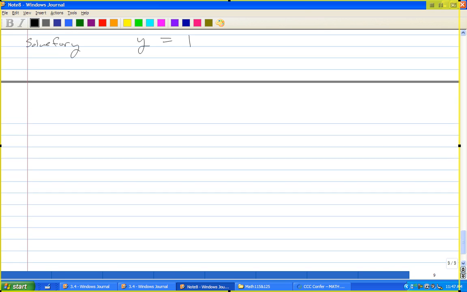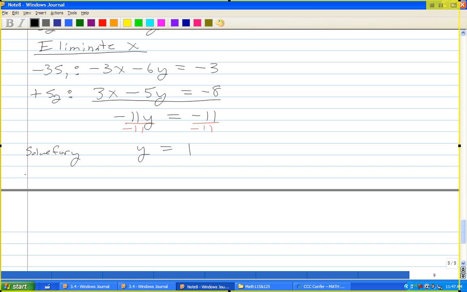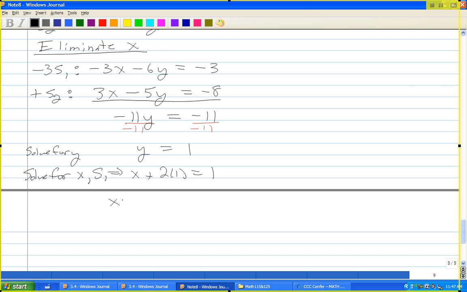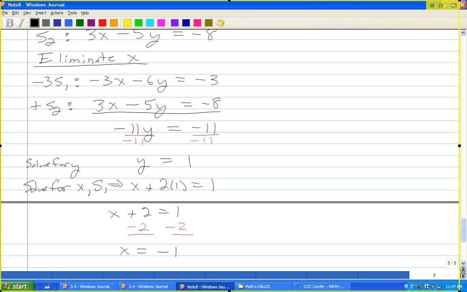Okay? And now I can determine what x is. So now I'll solve for x. And I can do that by plugging into S1. And so I have 1x plus 2y equals 1. So I can subtract 2 from both sides. And I get x equals -1. And so that's my solution. Any questions about any of those steps?